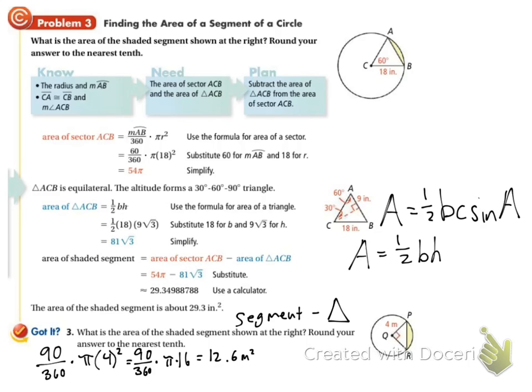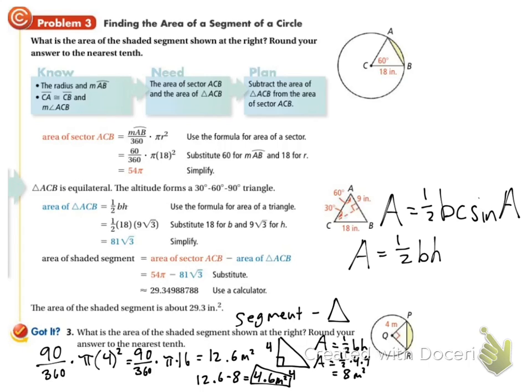And then our triangle, if it helps, draw it out to the side maybe. So I'm going to right side it up. 4, and it's a 90-degree angle. So in this case, we can do A equals 1/2 base times height. So that's 1/2 times 4 times 4, which gives us 8 meters squared. And then we need to subtract them. So we do 12.6 minus 8, which gives us 4.6 meters squared. So the area of that segment is 4.6 meters squared.